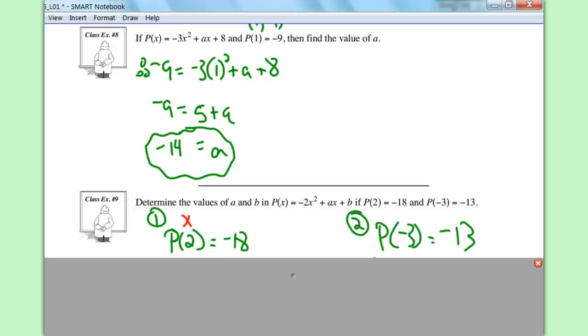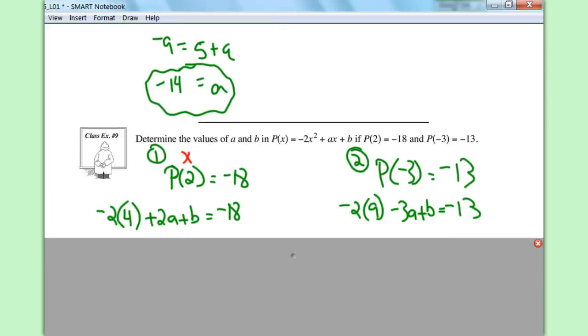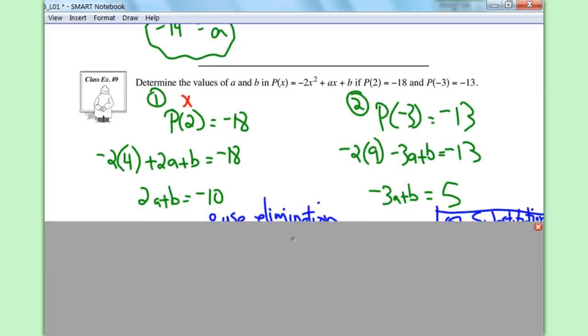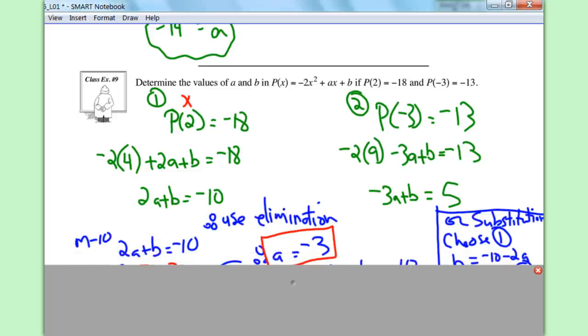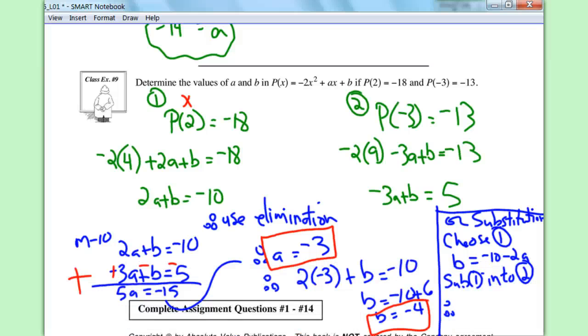Well, we end up with 2 pieces of information, and that gives me 2 equations. Plug in 2, and you get 2 nice equations. One of them is 2a plus b equals minus 10, and the other one is minus 3a plus b equals 5. I'm sure math 10 comes to mind in solving systems of equations, and we can either use elimination or we can use substitution, and either way we find out that a is equal to minus 3 and b is equal to minus 4.